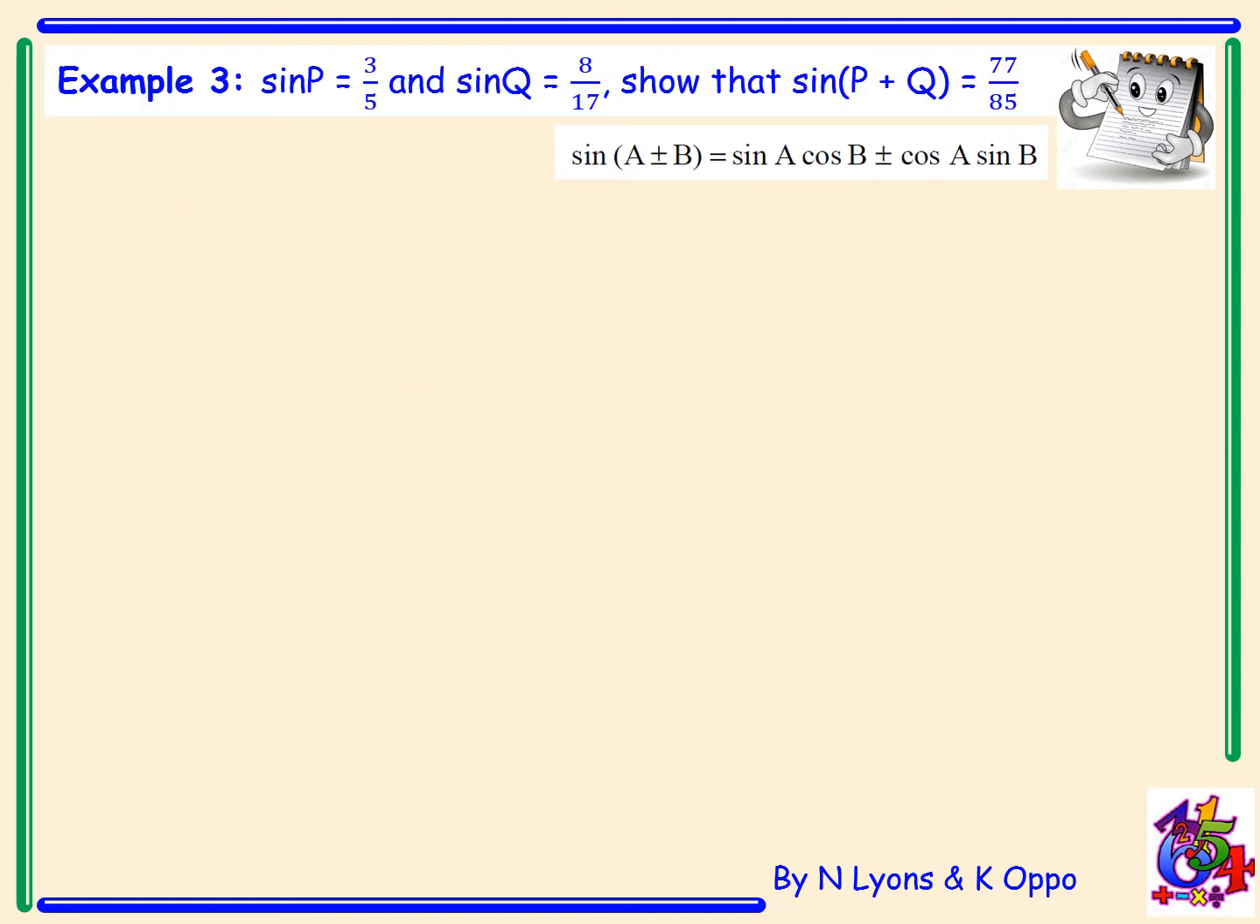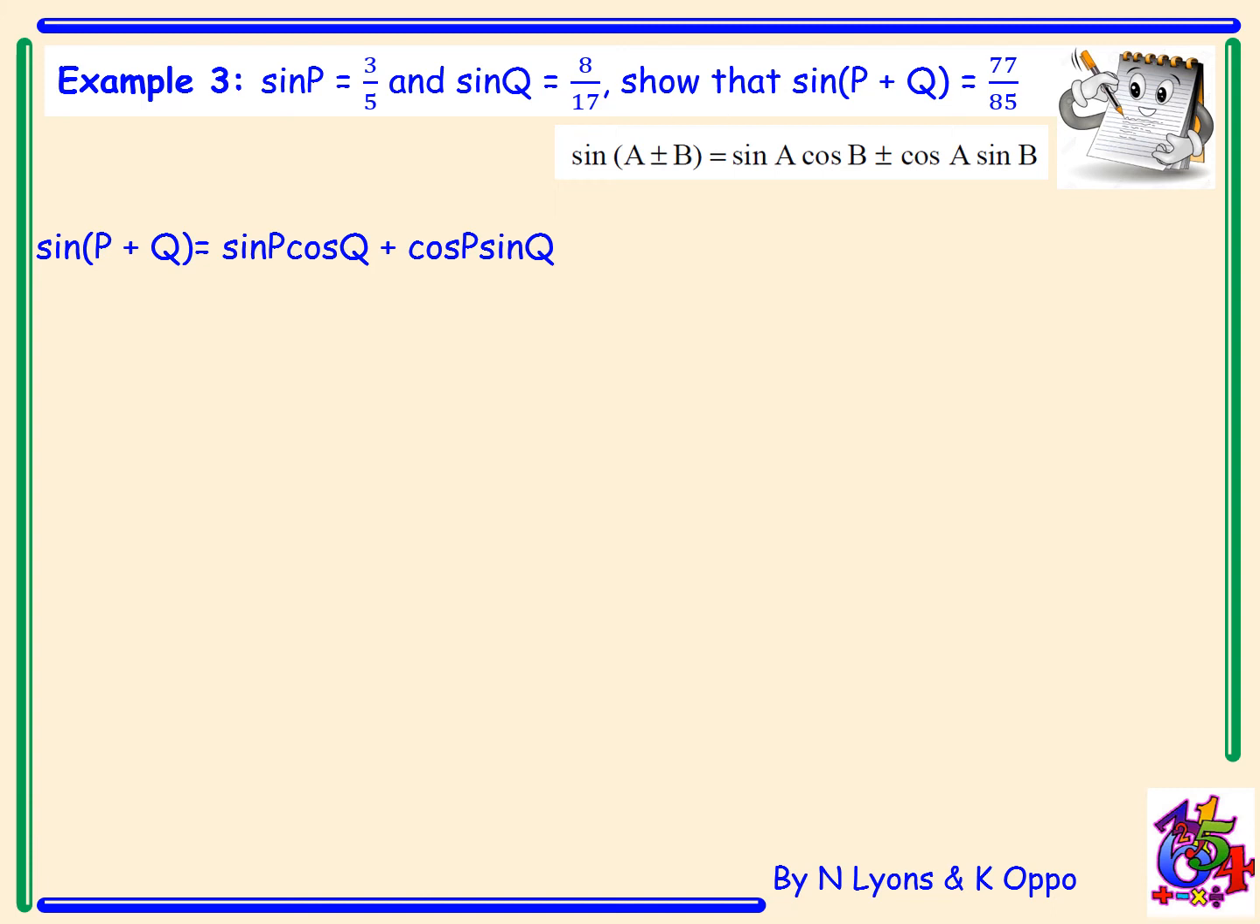Example 3. Sine P is 3/5, sine Q is 8 over 17, and we have to show that sine of P plus Q is 77 over 85. So first of all we have to show that sine of P add Q, a compound angle, is 77 over 85. So what we'll do is look at our sine expansion. Sine of P plus Q is equal to sine P cos Q plus cos P sine Q.